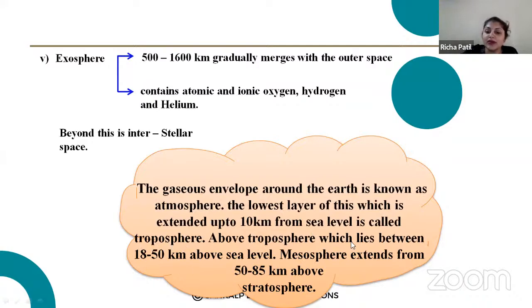Above the troposphere, from 18 to 50 kilometers above sea level, is your stratosphere. The next is the mesosphere, which extends from 50 to 85 kilometers. So the troposphere is the first layer, 10 kilometers above sea level, then 18 to 50 kilometers is your stratosphere, and 50 to 85 kilometers is your mesosphere.